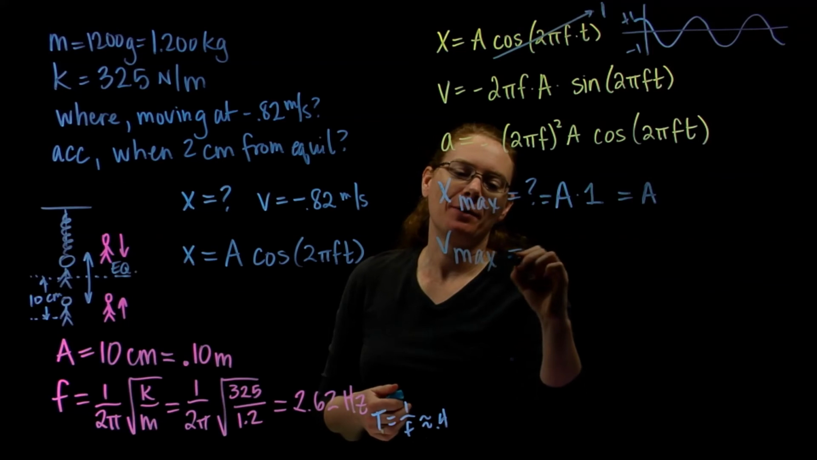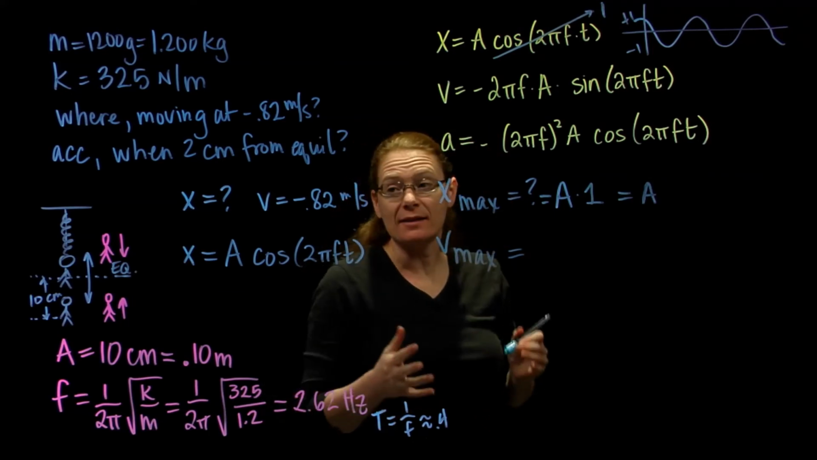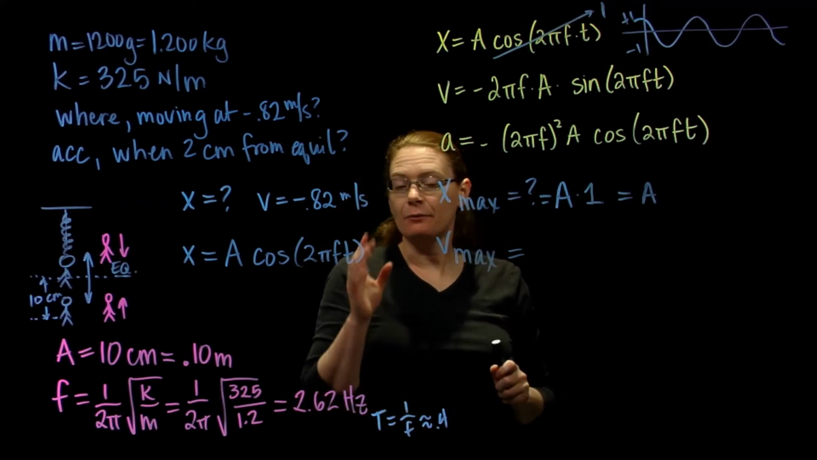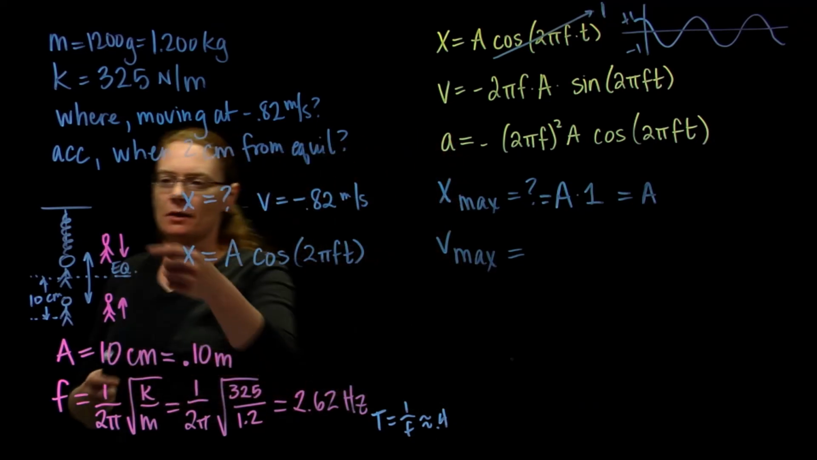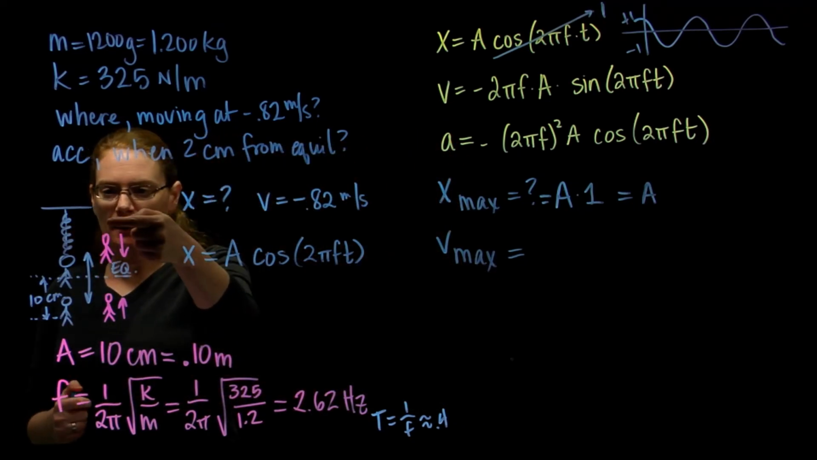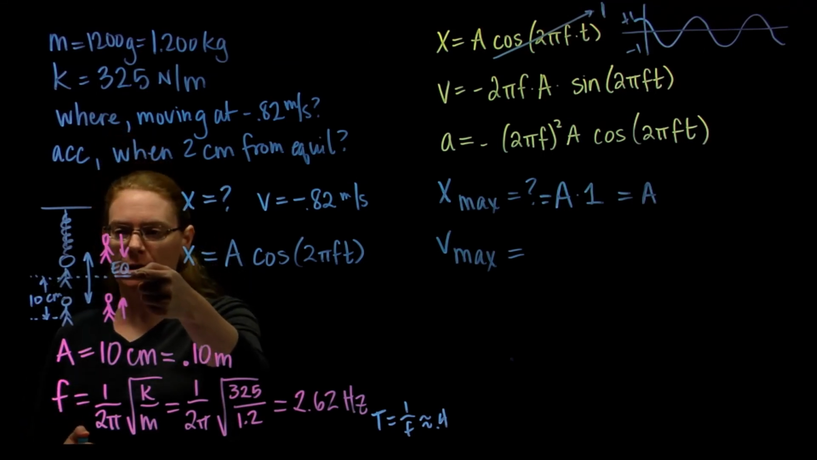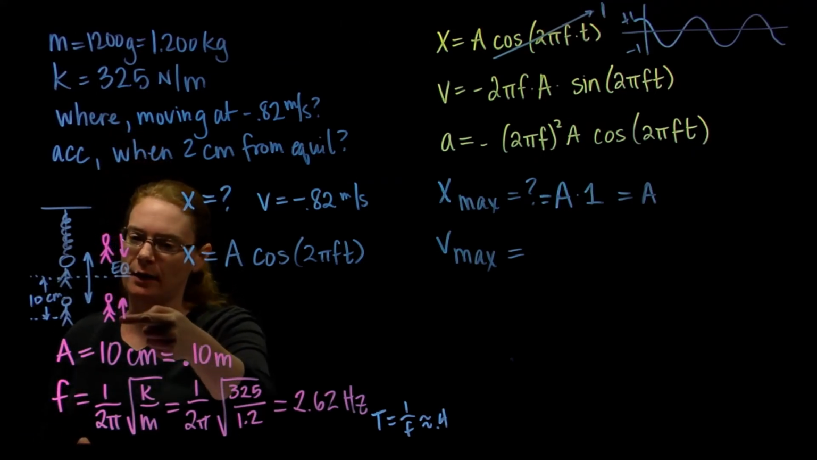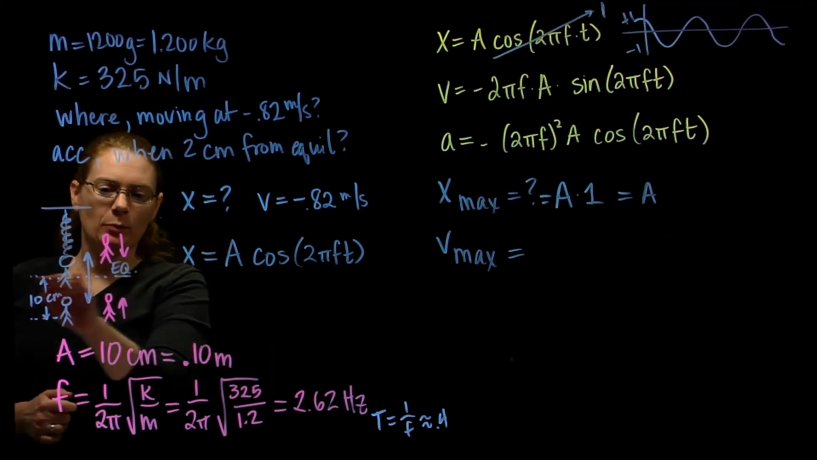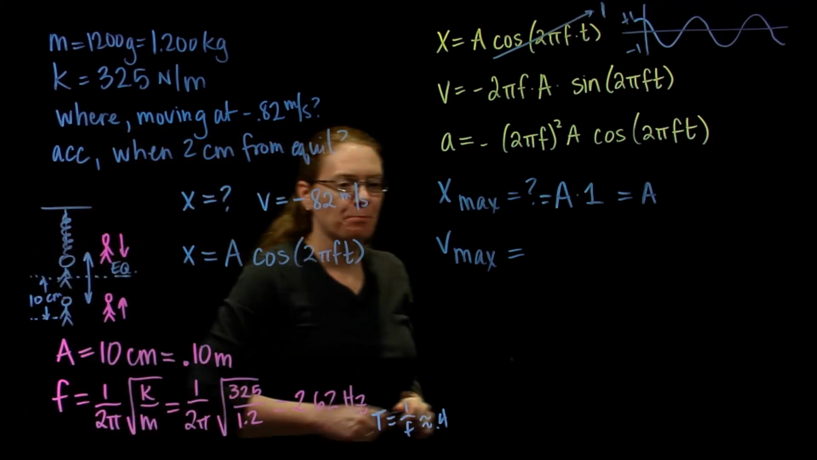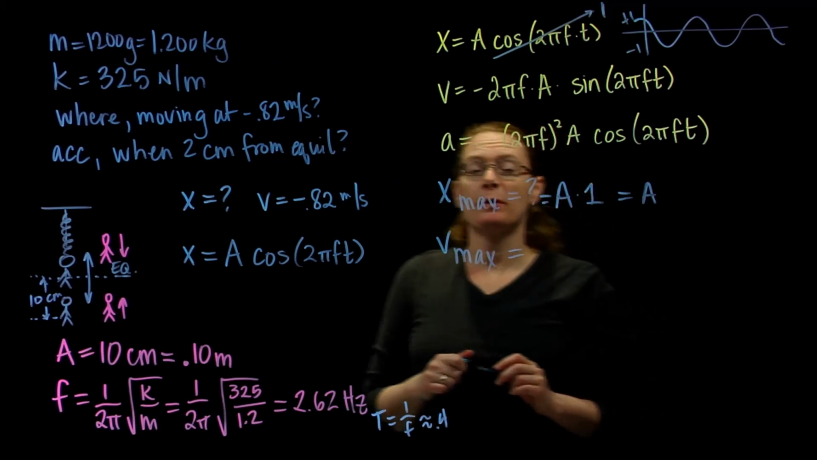How about the maximum velocity? How fast does this thing go? Again, think conceptually: when is it moving its fastest? It starts at rest at its peak, and then it speeds up until it hits the equilibrium, and then it starts slowing down to rest. Speeds up, slows down. Its maximum speed is at that equilibrium point. What is the number for that maximum speed?